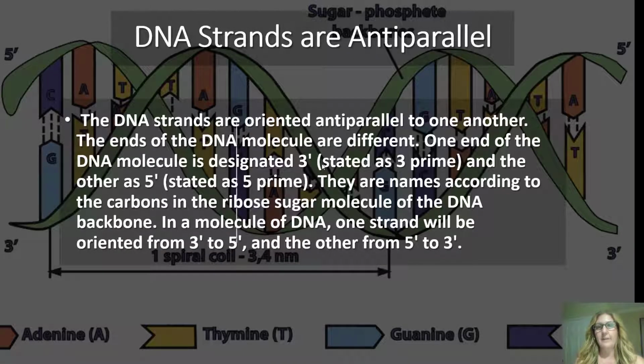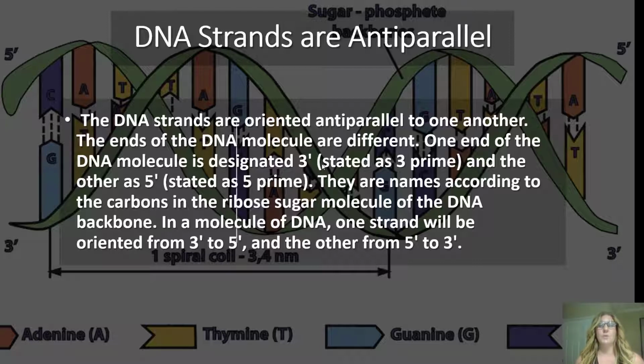Also, another important thing, the double-stranded DNA is also anti-parallel. What that means is if you look at the sugar molecules, you'll see that one side of the molecule is 3' and the other one is 5'. That's where we get the designation when we say it's oriented from 3' to 5' versus 5' to 3'. That's where those numbers come from, in case you're interested.